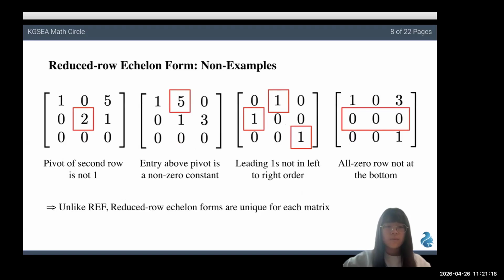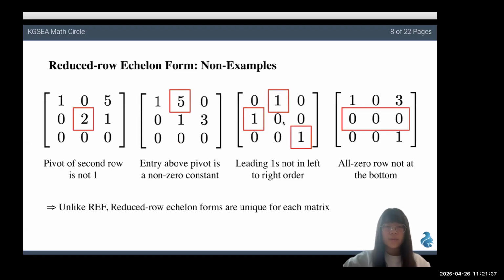Additionally, the all zero row is correctly placed at the very bottom according to the predetermined rules. And these are some examples of matrices that are not in proper RREF form. The first example is not in reduced row echelon form, as the pivot of the second row is not equal to 1. The second example is also not RREF, as there is a non-zero entry of 5 above the pivot of row 2 in column 2.